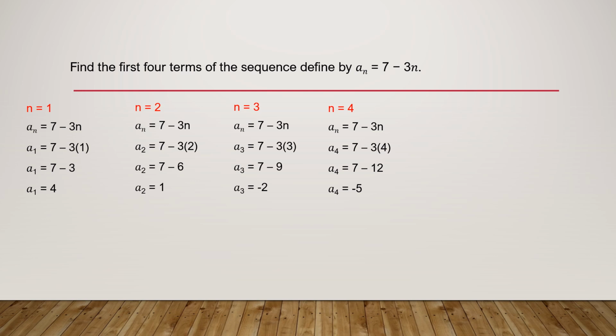So from the answers here, 4, 1, negative 2, negative 5, we can say that the first four terms of the sequence are 4, 1, negative 2, and negative 5.